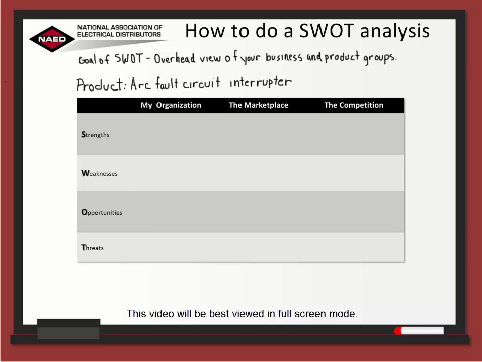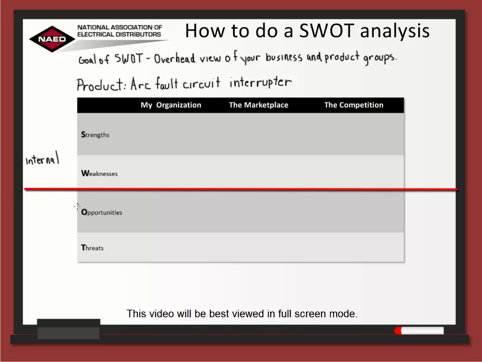One more thing I want to point out is that I'm going to draw a line here. Strengths and weaknesses tend to be more internal, while opportunities and threats are external. So what we're going to do here is identify the strengths, weaknesses, opportunities, and threats for each of the 3 levels: your organization, the marketplace, and the competition.